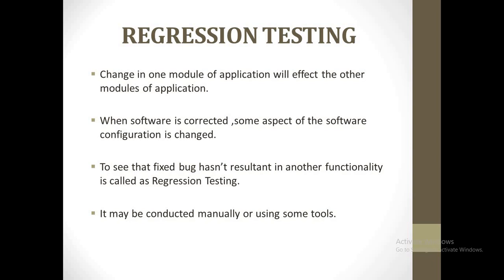Regression testing is nothing but ensuring that any changes in one module should not affect the other modules. If you fix a bug in one module, it should not affect the other modules. This is what we call regression testing. We try to see that there are no side effects whenever any bug fixing happens. It can be conducted either manually or using some tools.